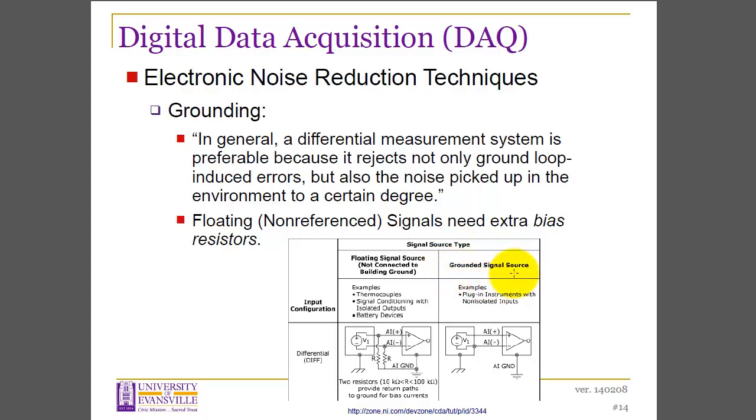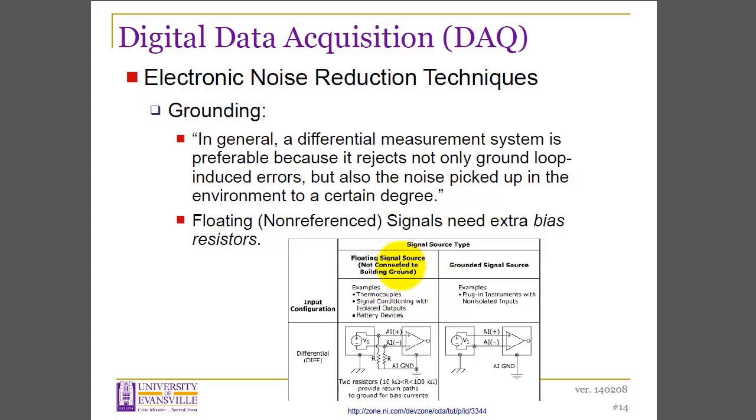So with our grounded signal source, we want to use a differential measurement. If this is our instrument, then we have analog input positive and negative. The DAC card is grounded, and then we also want to ground the signal source as well.